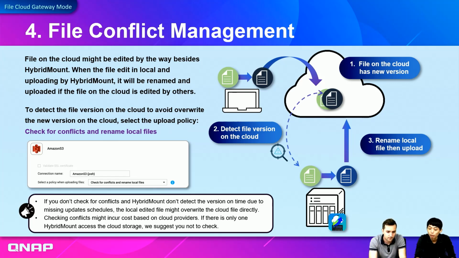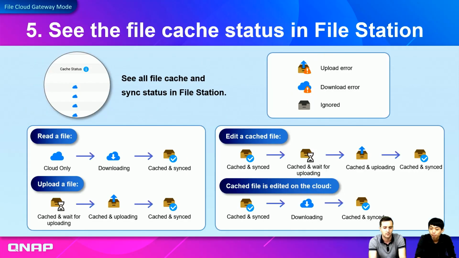Because every check is also a request to the object storage, it will also cost you a little bit of money. So we suggest that if the cloud storage is only being accessed by this NAS, this HybridMount, you don't need to check, because there will be no other device to edit your data. The cloud data will only come from the NAS. But if it's from another device, then it will check.